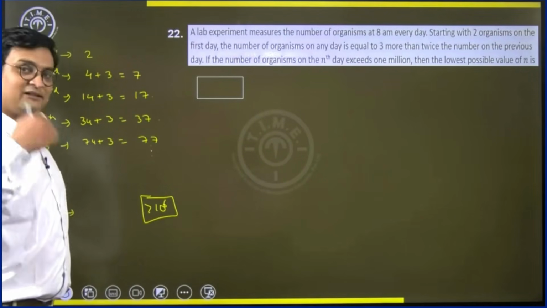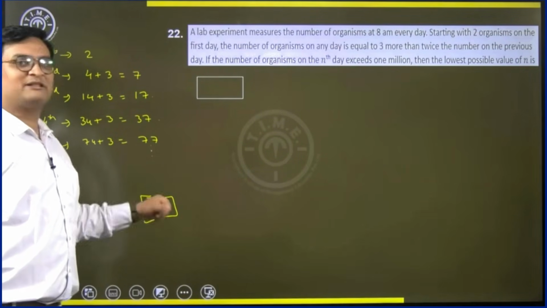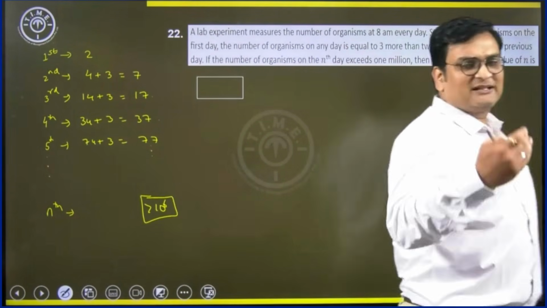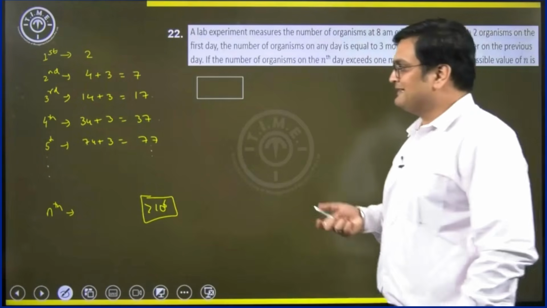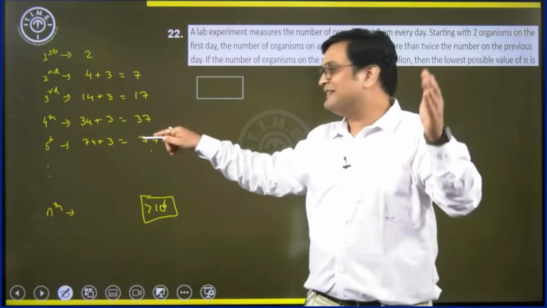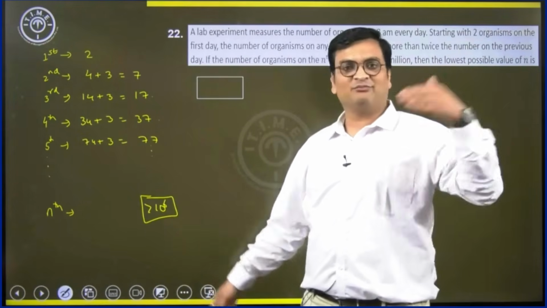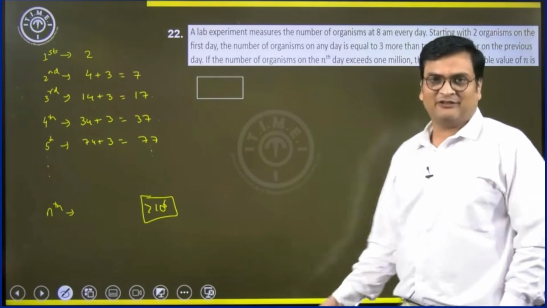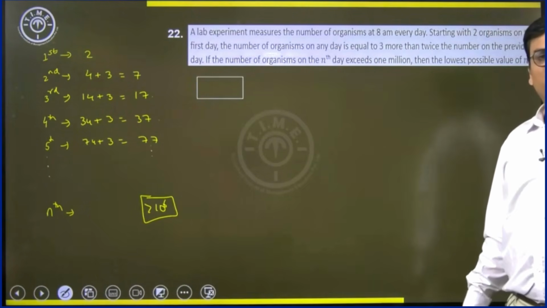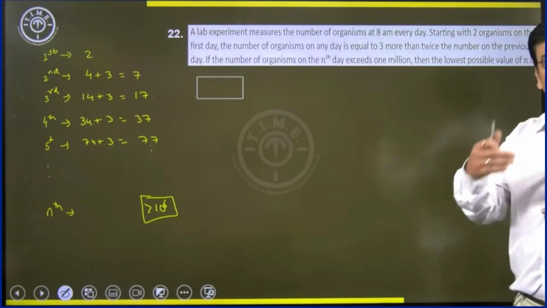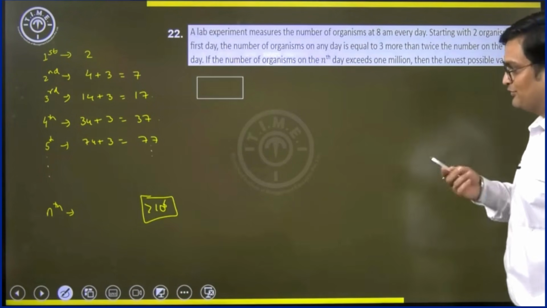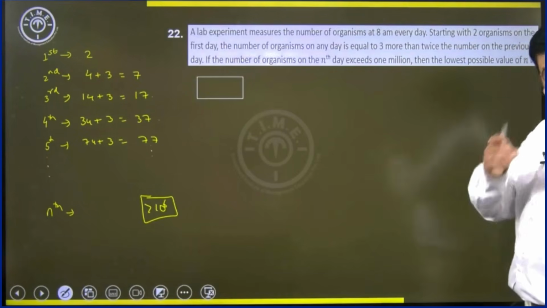Now, the question is, when does it become more than a million, more than 10 power 6? One way to go about answering this question could be actually taking the pain of writing down the number of organisms at the end of each day till you get a value more than 10 lakhs, 1 million. That of course is a very lengthy approach, but it is a sure way of getting to the answer. You need to just calculate double, add 3, double, add 3, double, add 3.